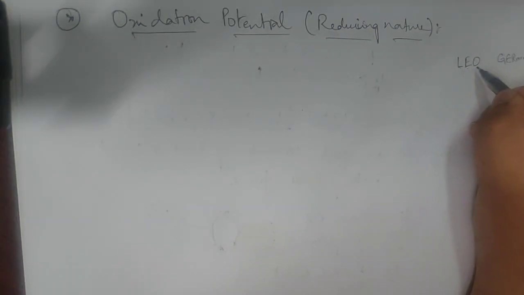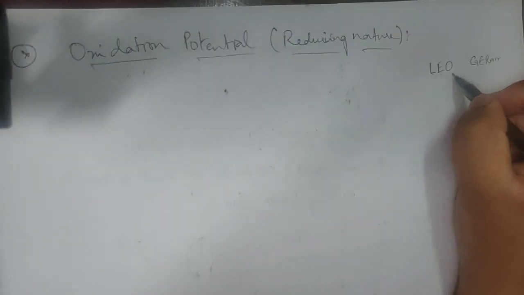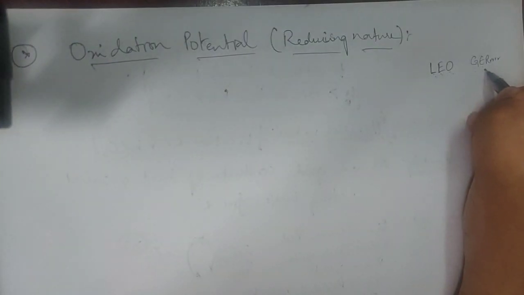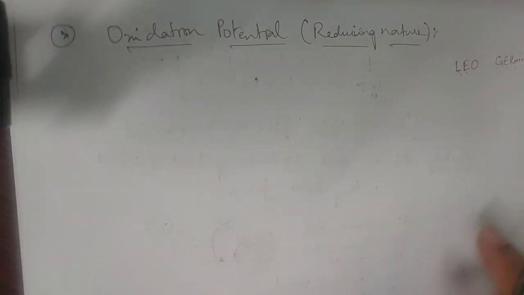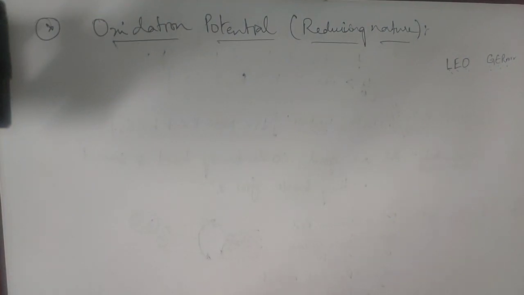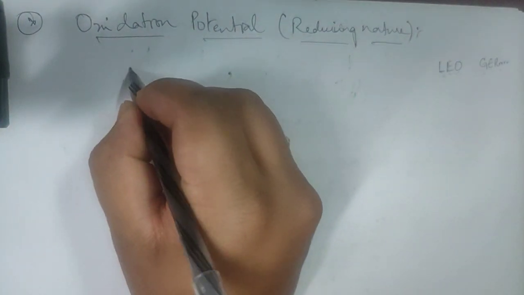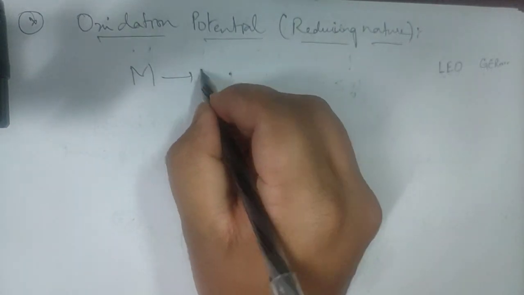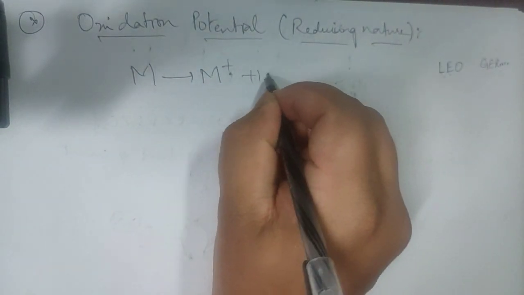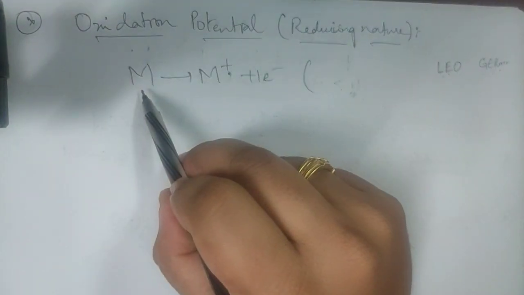Loss of electrons is oxidation, gain of electrons is reduction. One more time. Loss of electrons is oxidation, gain of electrons is reduction. Okay, so now with this simple funda, let's understand which one acts like a good reducing agent. We know all metals tend to lose electrons and become M plus, right? And in this phenomenon, the metal is losing an electron.